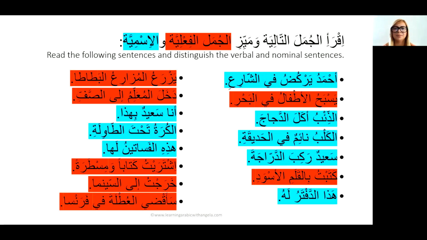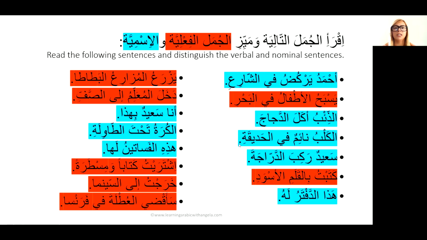The answers, so the verbal sentences are in red, the nominal sentences are in blue. أحمد يركض في الشارع. Nominal sentence, جملة اسمية. لماذا? Why? Because it starts with a noun, a proper name or proper noun, أحمد. يسبح الأطفال في البحر. Verbal sentence, جملة فعلية. بدأت بفعل, started with a verb, يسبح. الذئب أكل الدجاج. Nominal sentence. Can you tell me why? It started with a name, اسم.